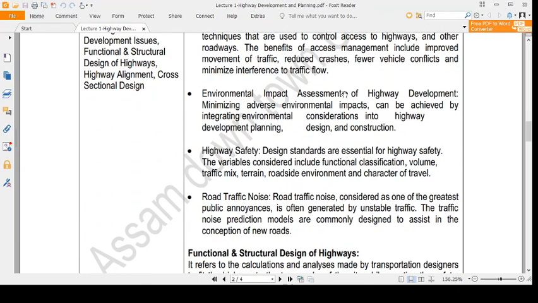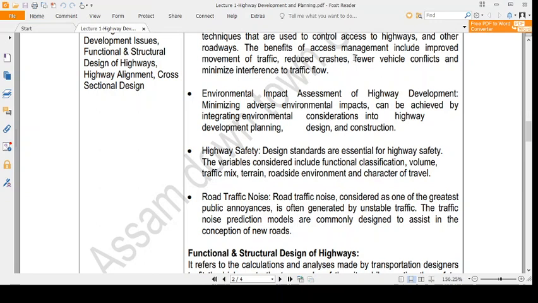Then environmental impact assessment of highway development. It minimizes the adverse environmental impacts. Suppose one road is to be built. You need to find out whether the road will go through any forest area or something like that. If it does, how will it adversely affect the environment, and how can the adverse effect after construction be minimized with the help of plantation of trees and other measures, so that the entire road can be sustainable.